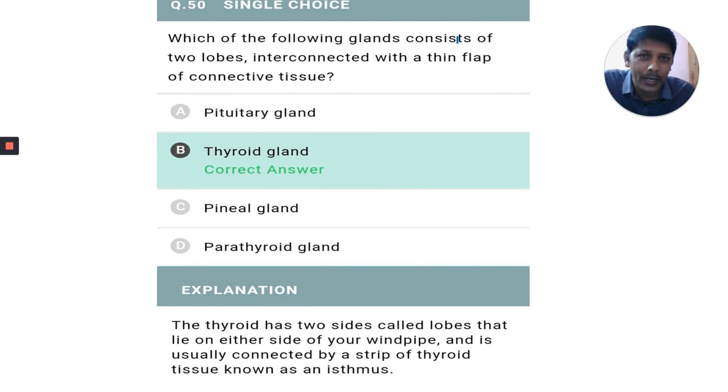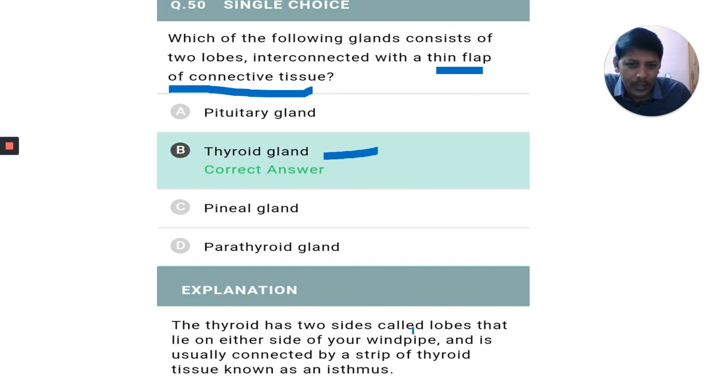Which of the following glands consists of two lobes interconnected by a thin flap of connective tissue? The direct textbook question. Next, the thyroid gland. The thyroid gland has two lobes, and they lie on either side of the windpipe or trachea, usually connected by a strip of thyroid tissue known as the isthmus.